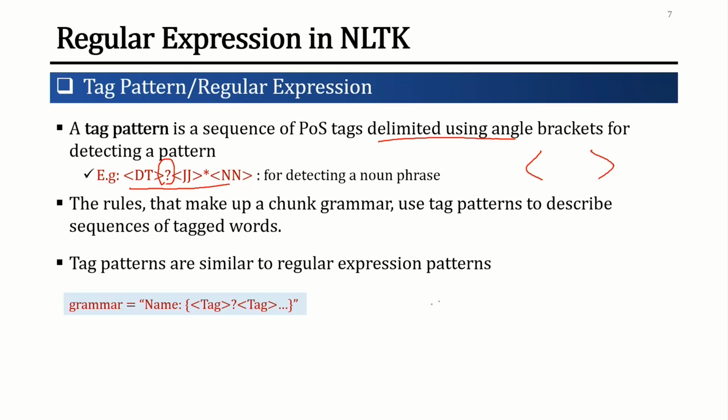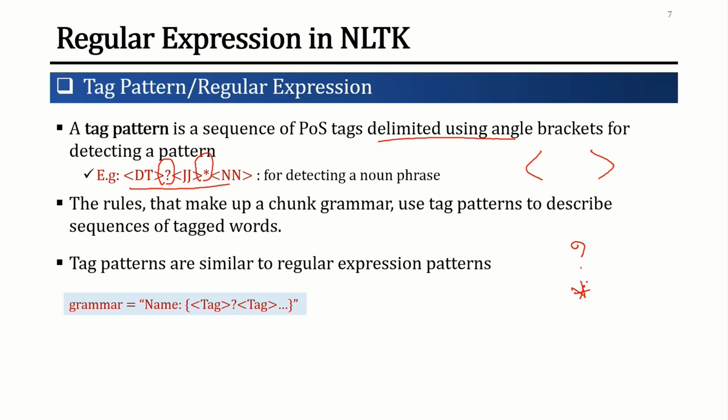So basically, this symbol means an optional thing, which can be either 0 or 1. And we have the adjective tags followed by another special character. This one represents 0 or many occurrences, and this ends with a noun. So this one is used for detecting a noun phrase.